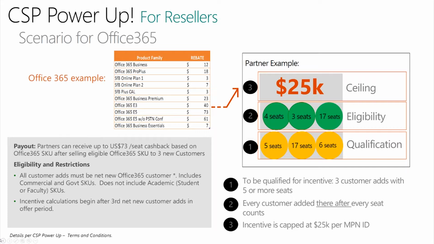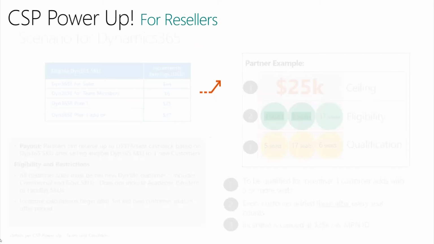E3 is you're talking $40 per seat. Even the Skype for Business, which is €17 a year, you're still getting $3 back on that. Office 365 Business, it's a no-brainer. It's free money for Microsoft. You may as well register and you may as well claim it. If you don't, it'll be just sitting in their pockets. On the Office 365, it must be a net new customer and it includes all commercial and government SKUs. It doesn't include the free academic SKUs, obviously, because they're free.